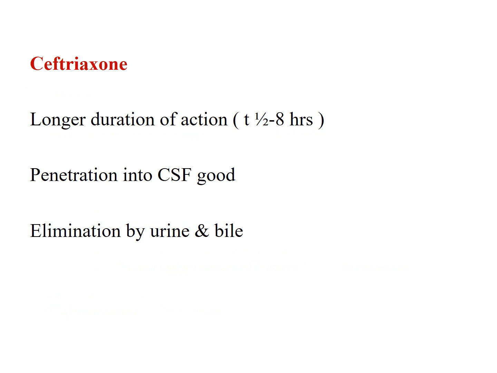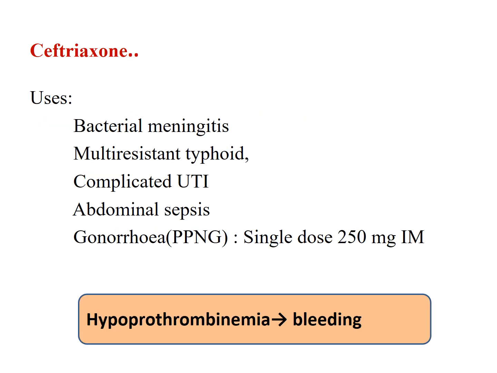About ceftriaxone, this agent has a long duration of action and it has a half-life of around 8 hours. It has excellent penetration into the CSF and it has a mixed elimination. That means elimination by both urine as well as through the bile route. So ceftriaxone is preferred for the management of bacterial meningitis, multi-drug resistant typhoid, complicated UTI, abdominal sepsis, gonorrhea. But the use of ceftriaxone has been associated with certain reports of hypoprothrombinemia, which may result in bleeding.